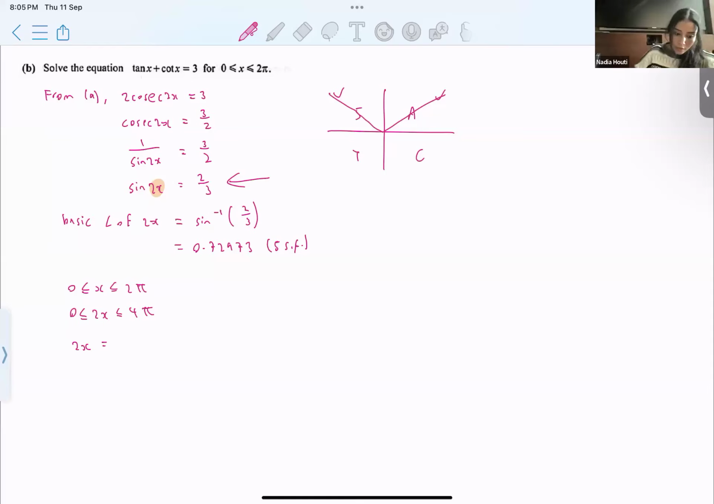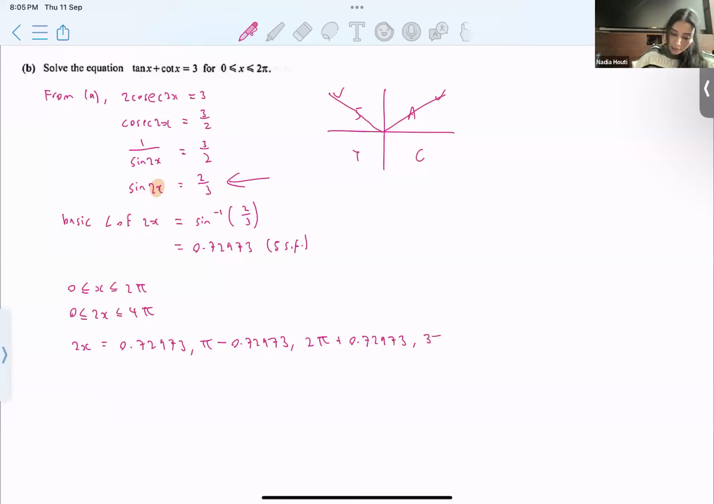So 2x will be 0.72973. That's the first angle in the first quadrant. For the second quadrant, it will be pi minus 0.72973. And then we go for the next round, when we come back to the first quadrant, that will be 2 pi plus 0.72973. And the last angle will be 2 pi plus pi minus 0.72973.